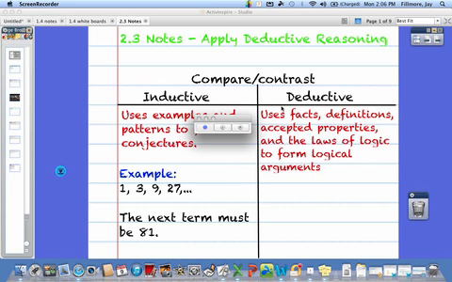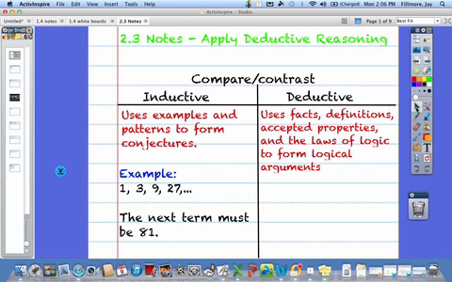We're talking about applying what is called deductive reasoning. Up until this point, we've talked about if-then statements, our conditional statements, and we've also talked about inductive reasoning. Today we're going to talk about deductive reasoning. A review of inductive reasoning is that it uses examples and patterns, and we use those to form conjectures.